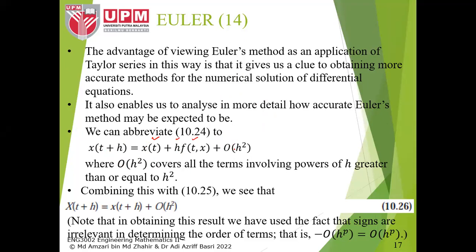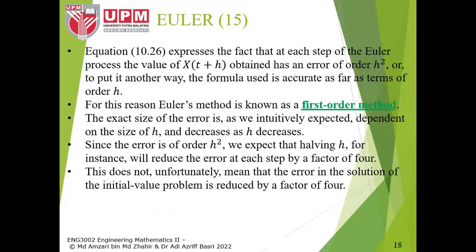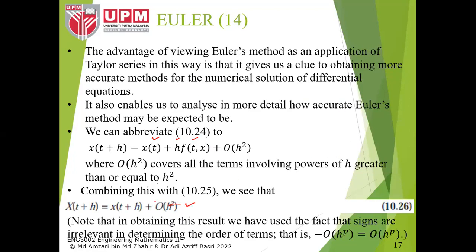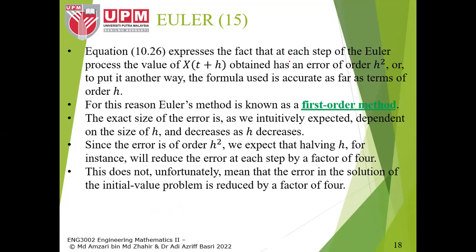Then the O(h squared) covers all the terms of h squared and greater. By combining this, this is the final simplification of the equation. Equation 10.26 expresses that each step of Euler for x(t plus h) obtains an error of order h squared. To put it another way, the formula is accurate as far as the term in h. This is the reason the Euler method is known as a first order method.